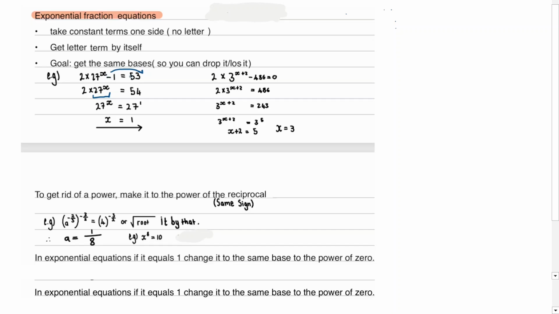So I take the 1 across and it becomes 54. I'm going to divide it by 2, so it's 27. In this case, I don't need to get the base any smaller because they are the same. X simply will equal 1.